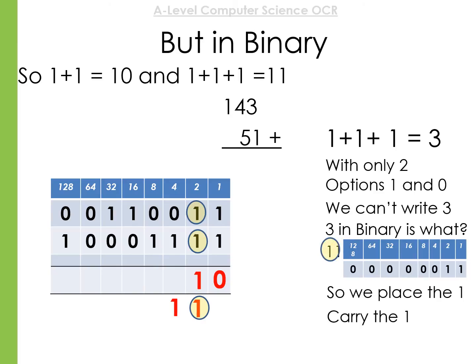Again, let's look at the second column now. We've got 1 and 1, but we've also got a carry 1. So we've got 3. We know we can't represent that as 3 in the answer. But we know 3 in binary is 1, 1. Notice how we ignore the rest of the zeros there. So we can place 1 in the answer and carry 1.